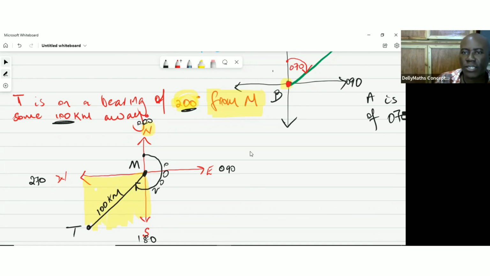Basically, this is just a quick foundational principle as it relates to bearing.